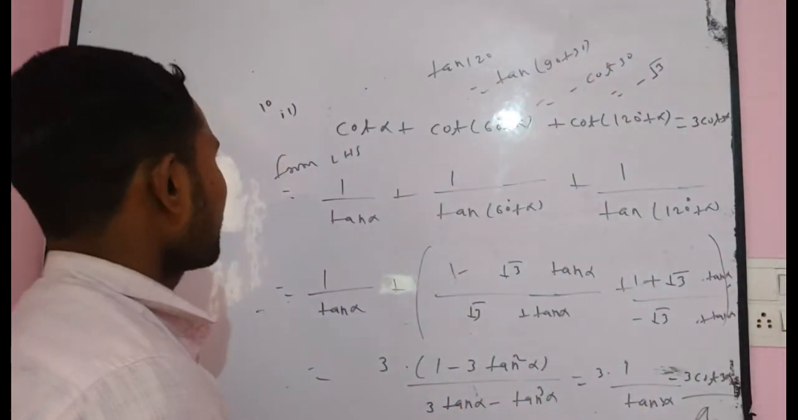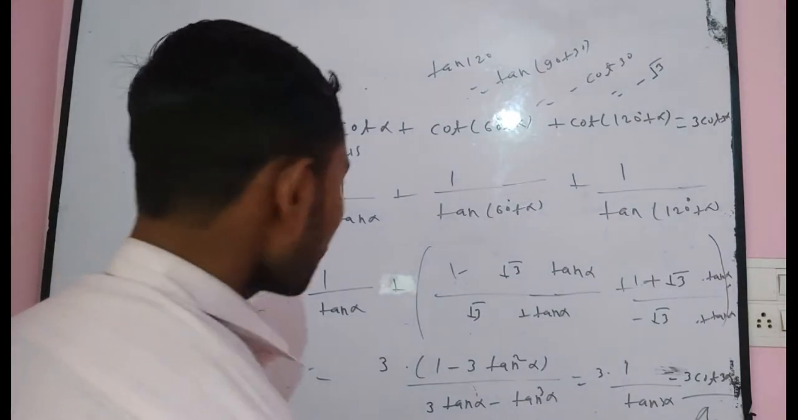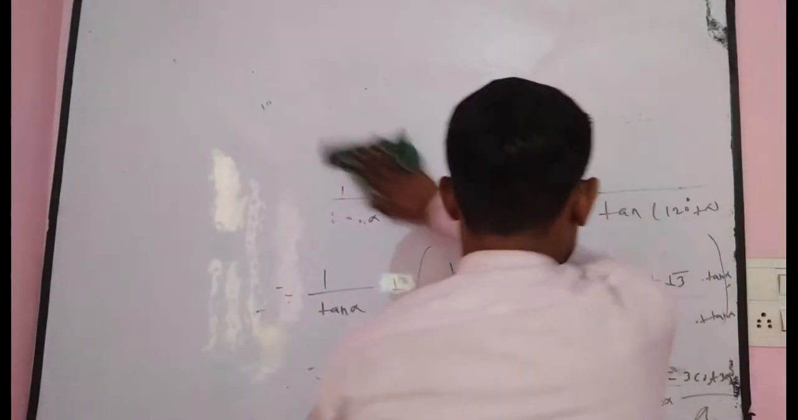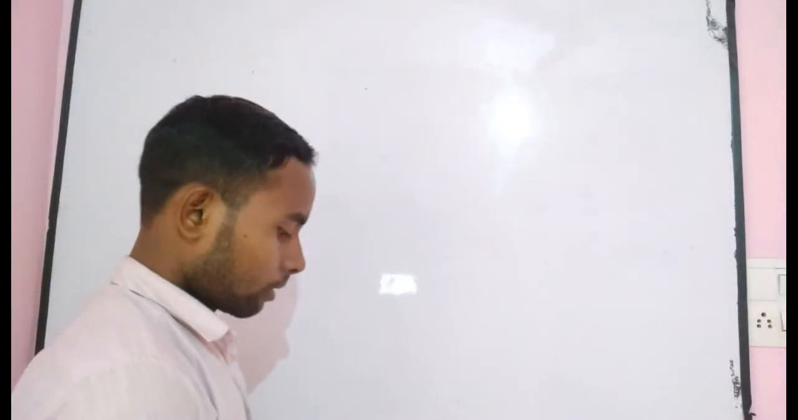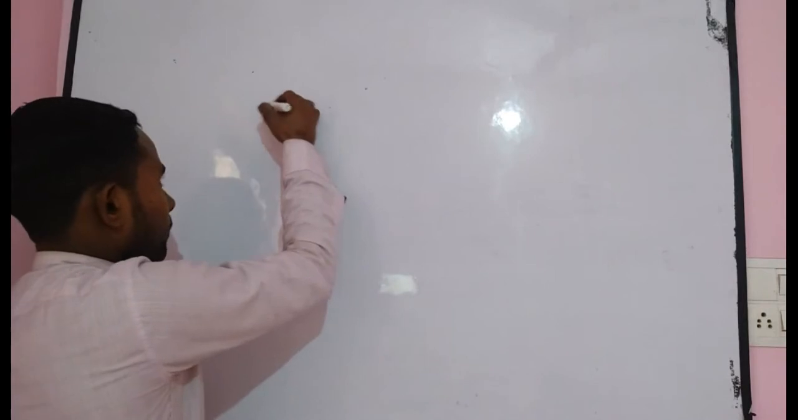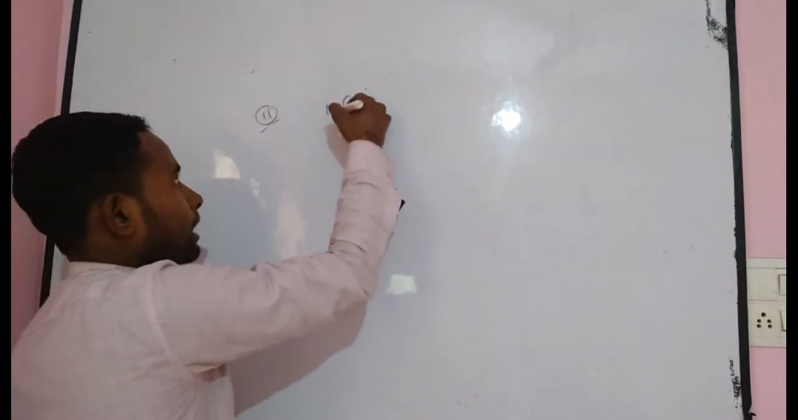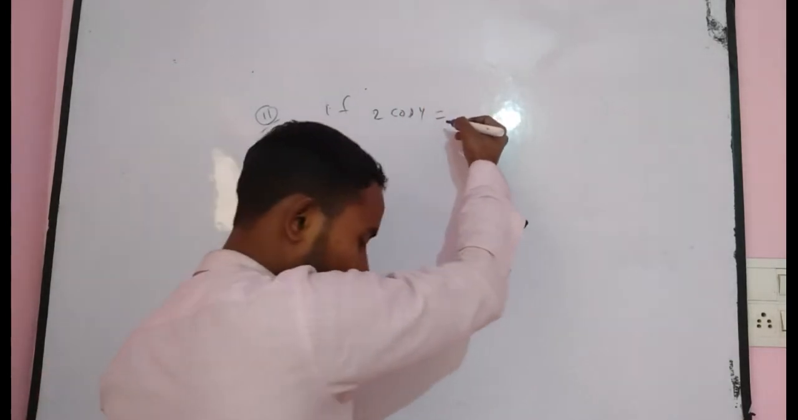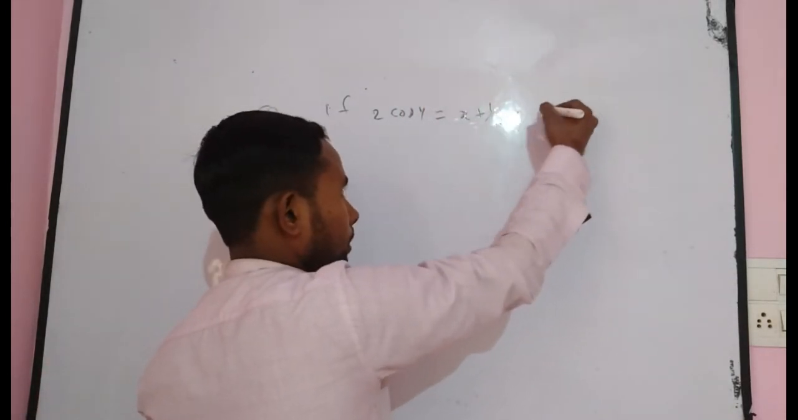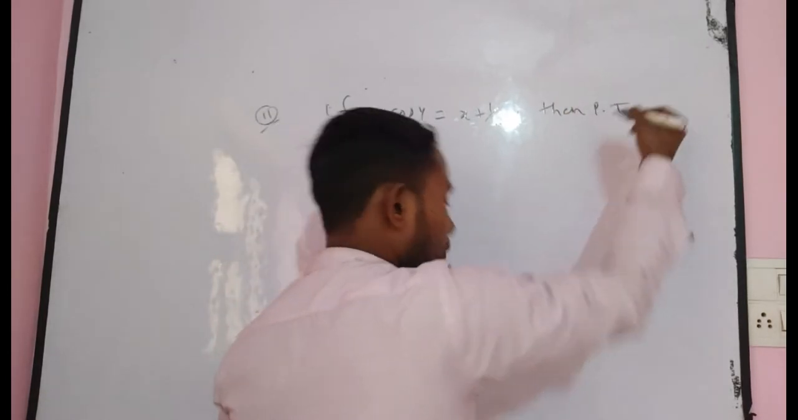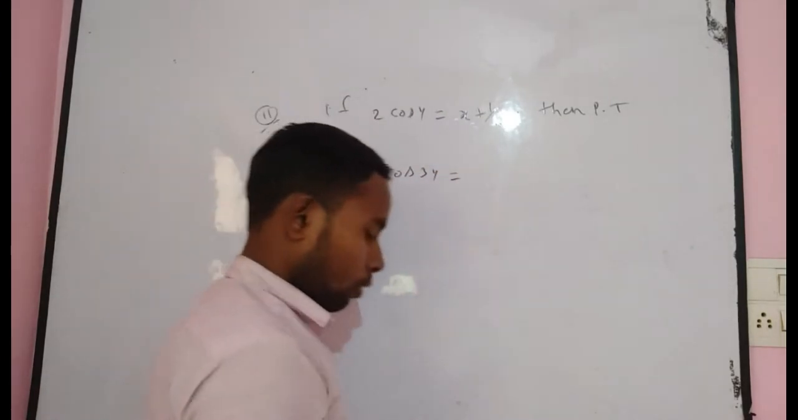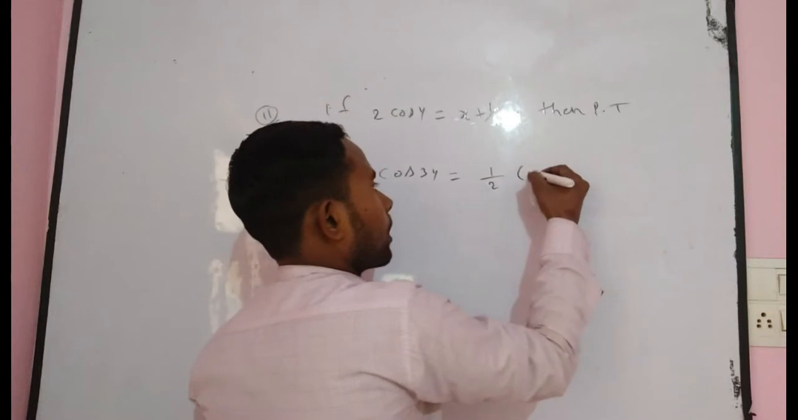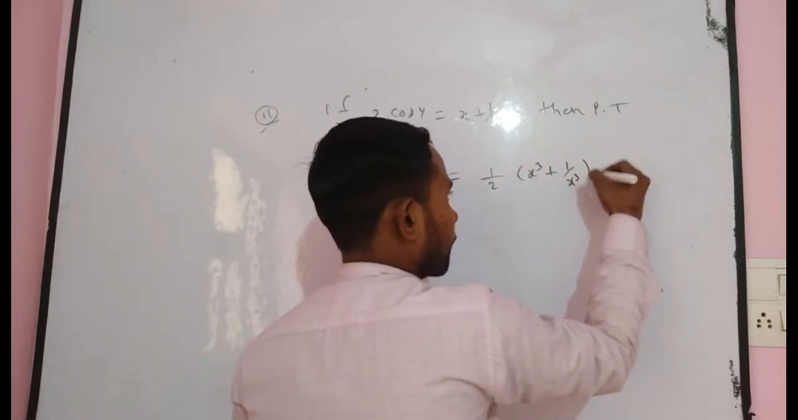In the next question, question 11, it is given that if 2 cos y is equal to x plus 1 upon x, then prove that cos 3y is equal to 1 upon 2 into x cube plus 1 upon x cube.